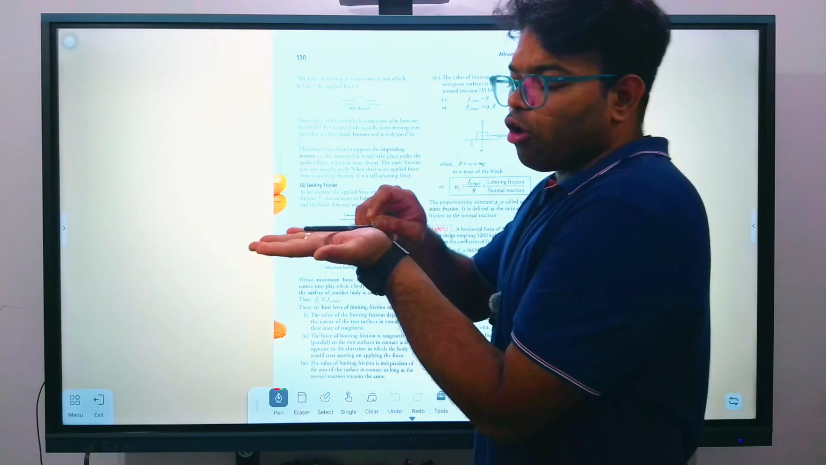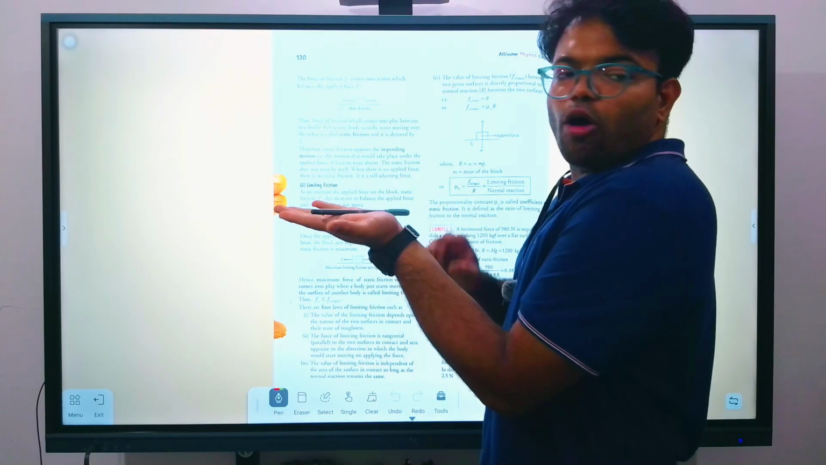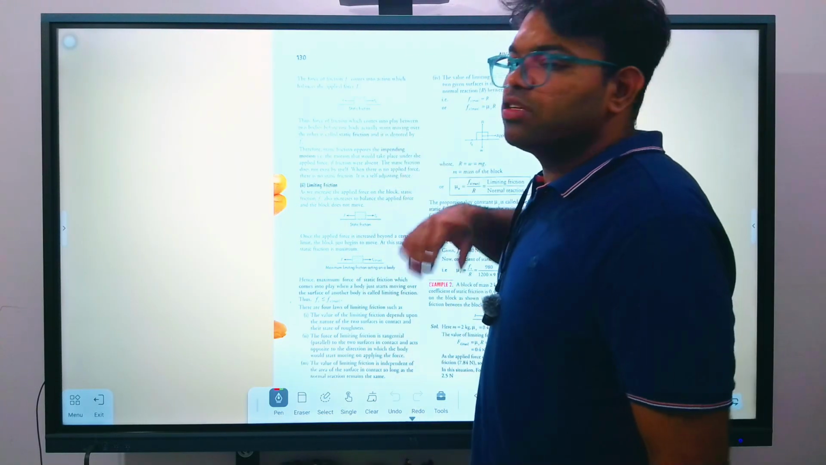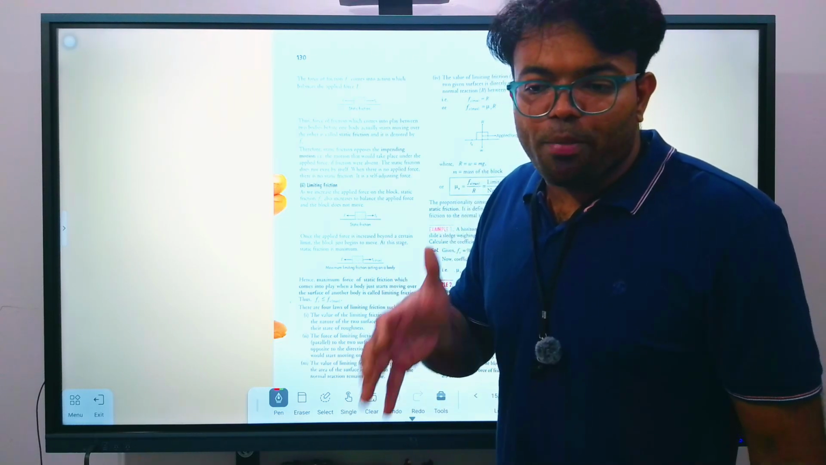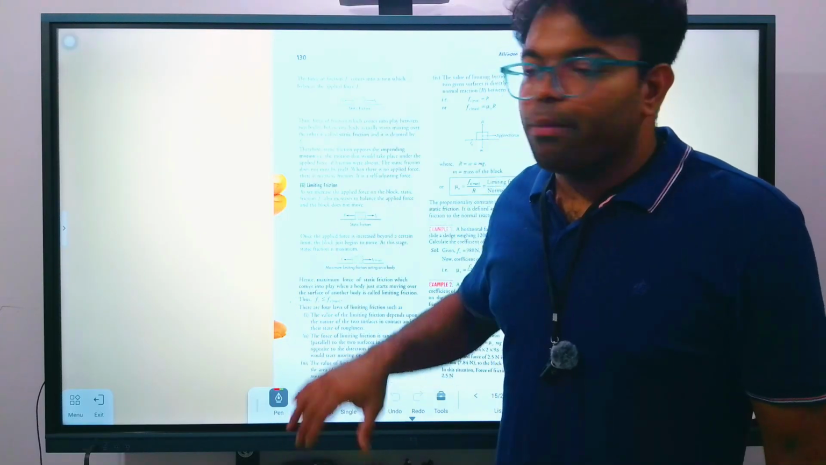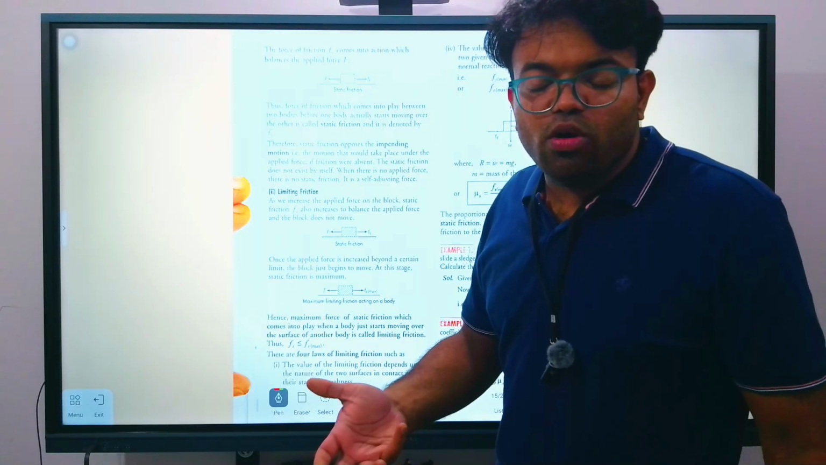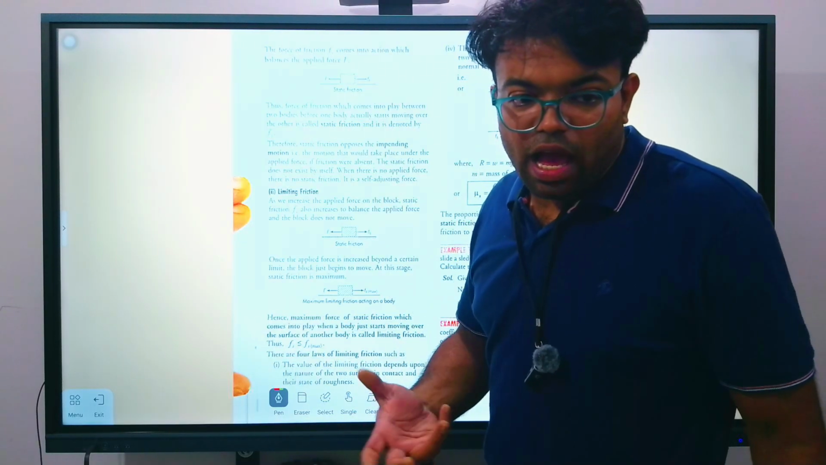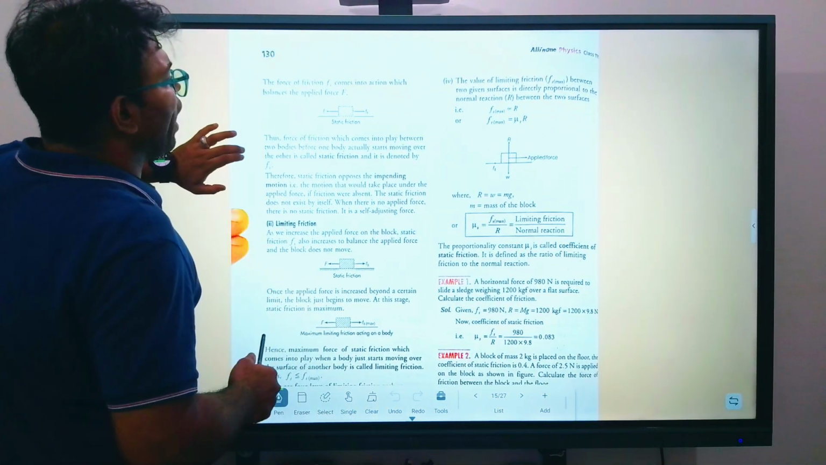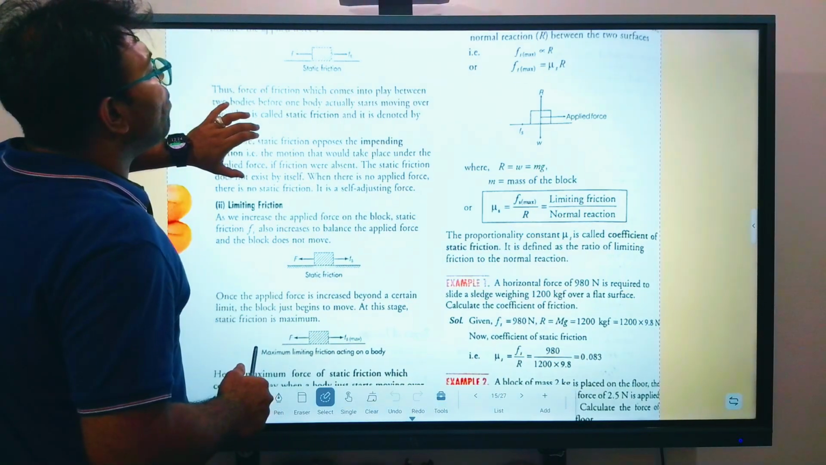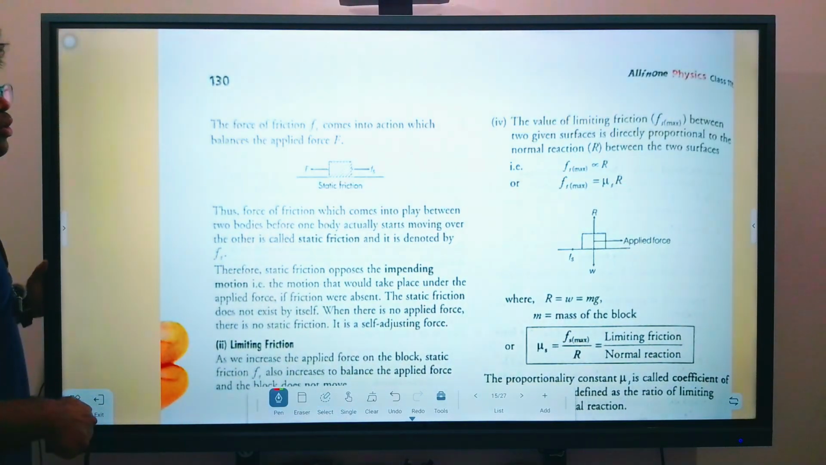If you have just placed an object like this and I'm just trying to push it, the object does not move because of the static friction, the friction that is being acted upon the object by its weight and the surface. It is more, so I have to use more force. The force of friction Fs comes into action when the balanced forces, that is the applied force and the friction, become equal to each other.